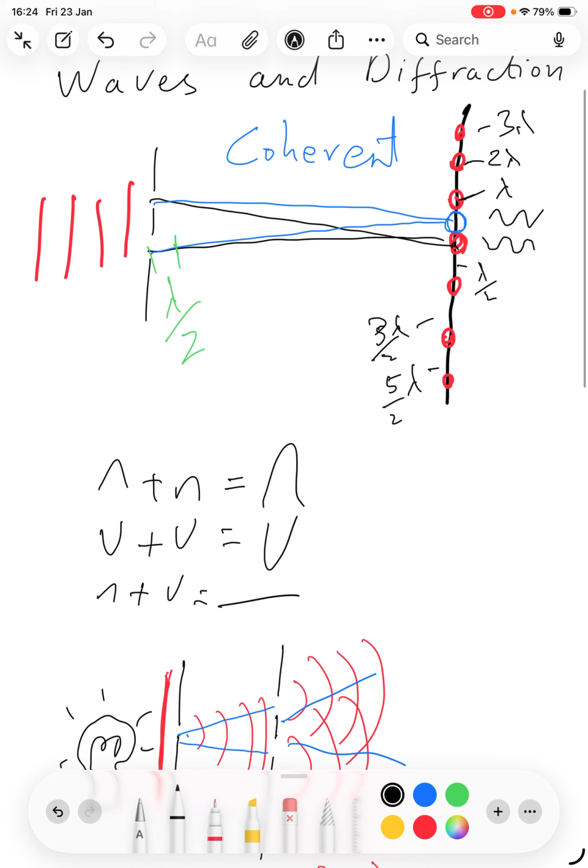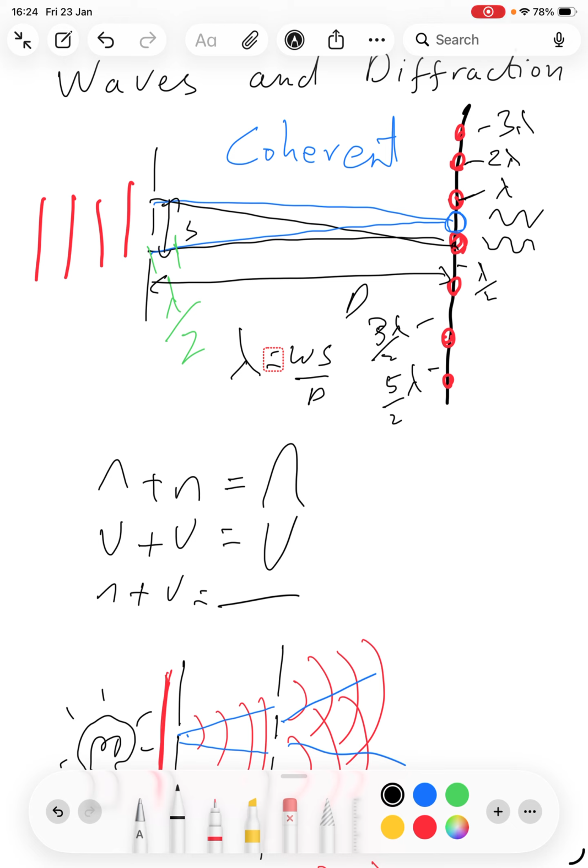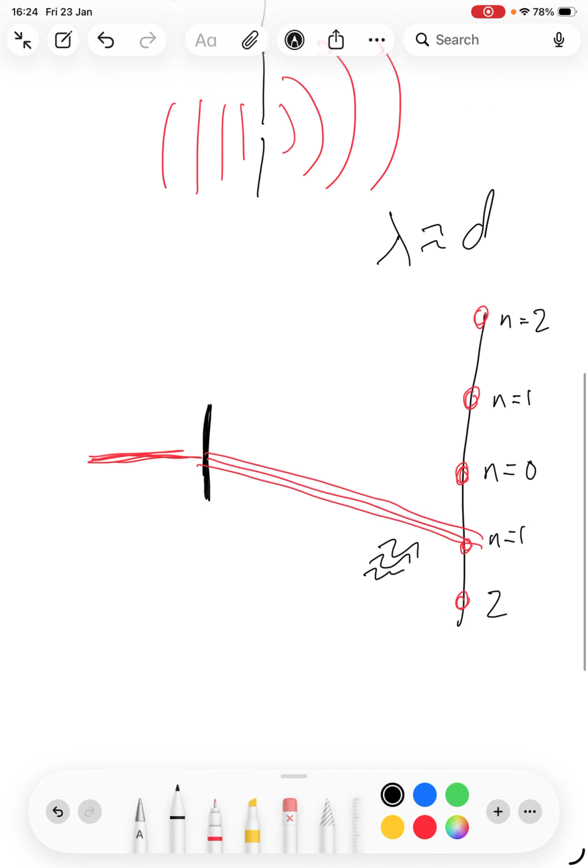Let's go back to here. Lambda equals WS over D. So D, capital D, is the slit to screen distance. Lambda is the wavelength. S is the distance between the centres of the two slits. And W is the distance between the two bright fringes. Right, back to this one.